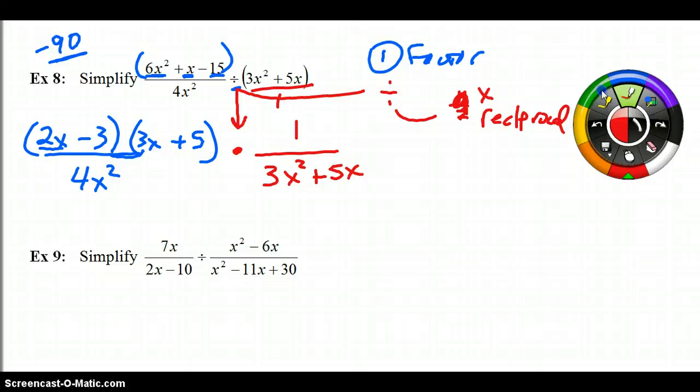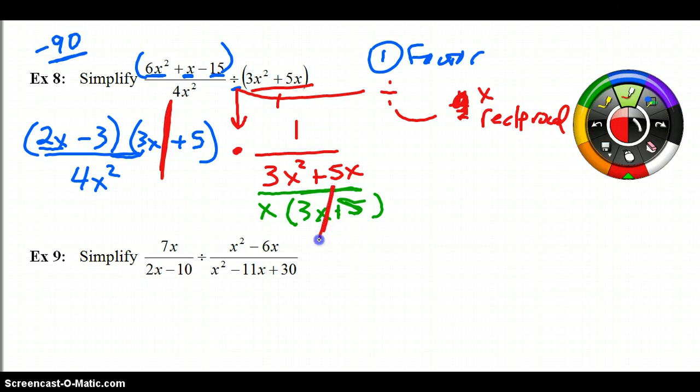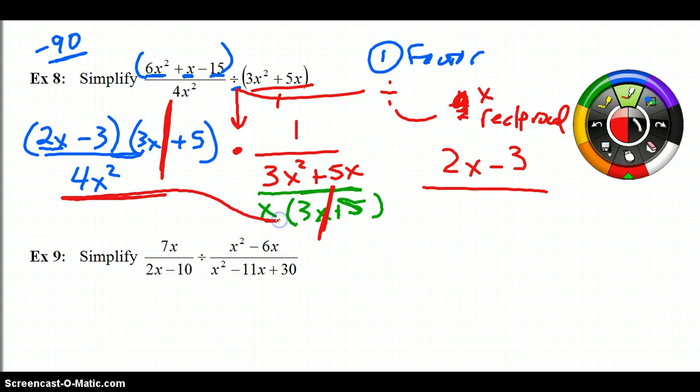So once we do that, we may recognize that we can factor a 3x and a 5x, have an x common in those, and then we'll have a 3x plus 5. And just like we did with multiplication, anytime that we have the same exact factor on the top and the bottom, we can get rid of it. Let's review what's on the top is a 2x minus 3. On the bottom, we have a 4x squared and an x, which would give us a 4x cubed. Again, that will be the final answer because we can't simplify because we've got plus and minus signs.